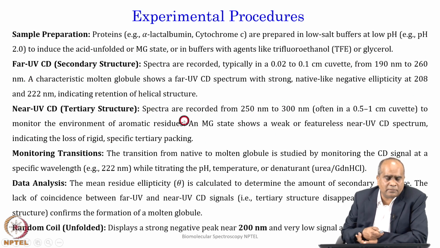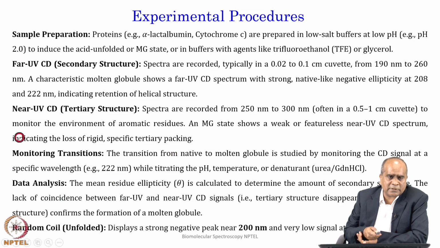Now, we do the same on the same protein, recording the spectra in the near UV region. Here you require a thicker cuvette, and you find that the spectrum is weaker compared to the well folded protein, and that shows the loss of rigid, specific tertiary structure packing.